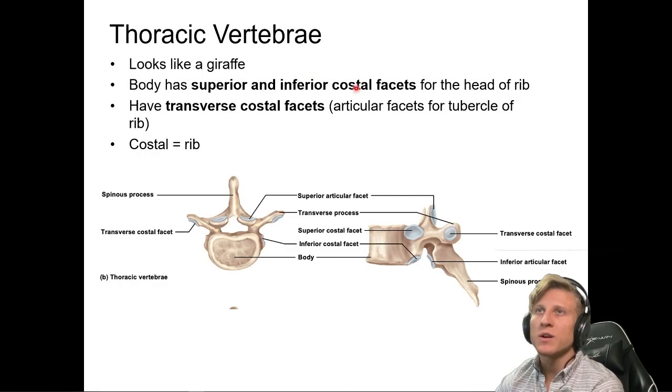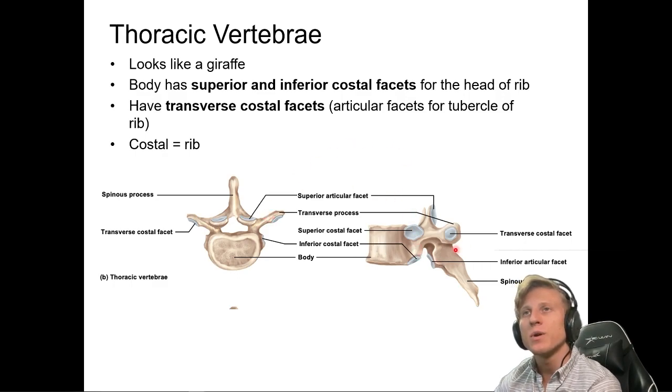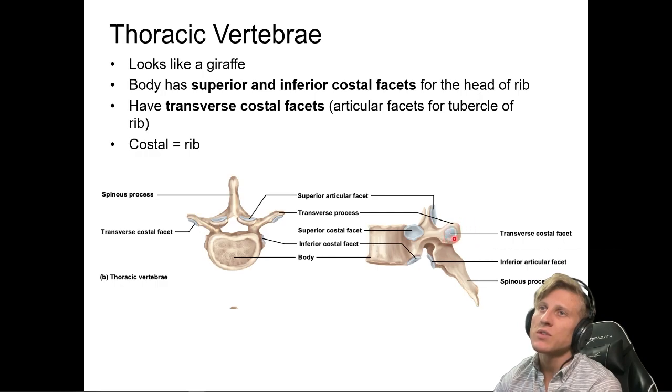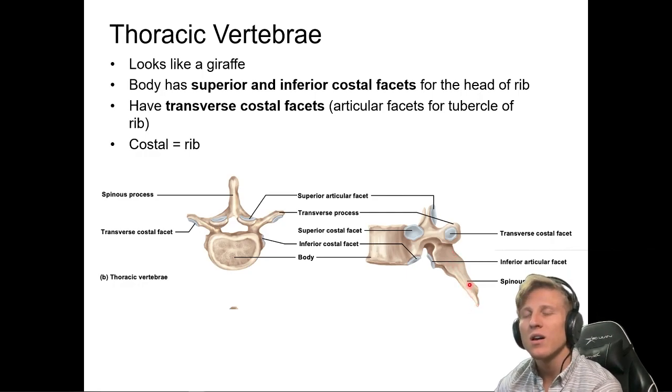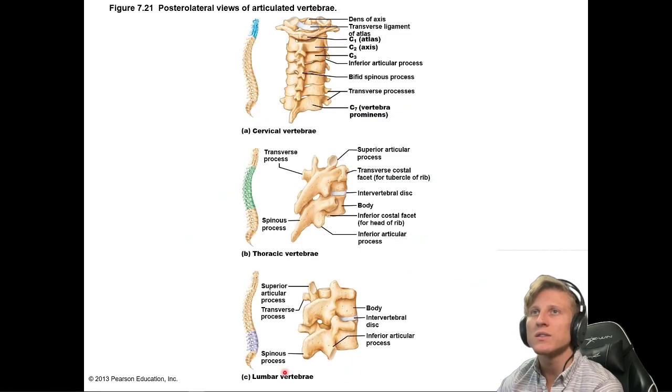Next, we have thoracic vertebrae. So we have those superior and inferior costal facets for the stacking process, kind of like a Lego stacking of vertebrae. But the specific distinguishing feature is going to be these transverse costal facets for rib cage attachment. Also, we note the very significant spinal process that also tends to be angled, kind of like scales on a dragon or a dinosaur. They tend to stack quite nicely with each other. So we can see that right here.